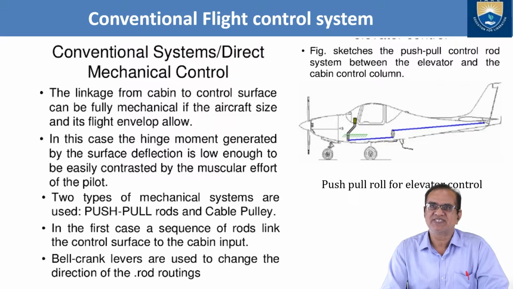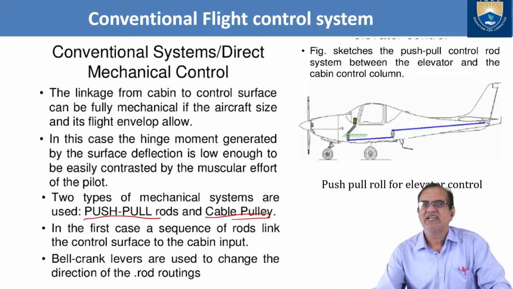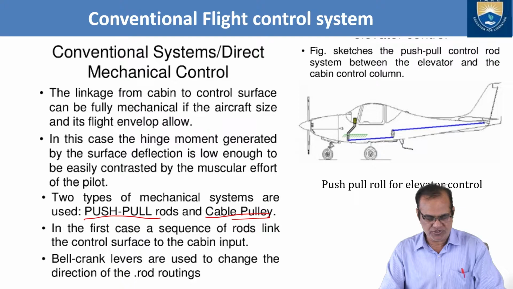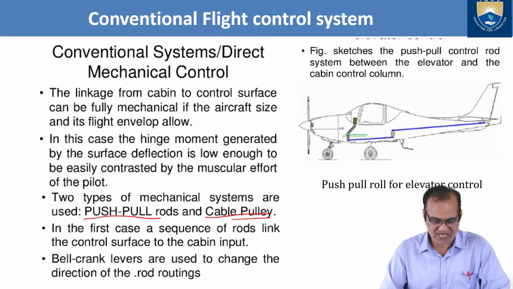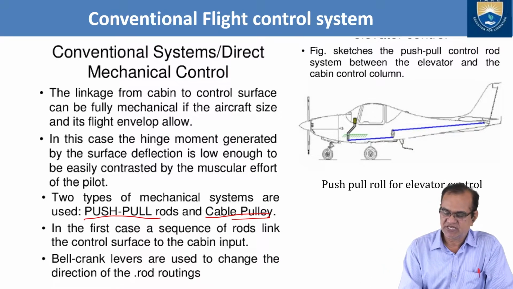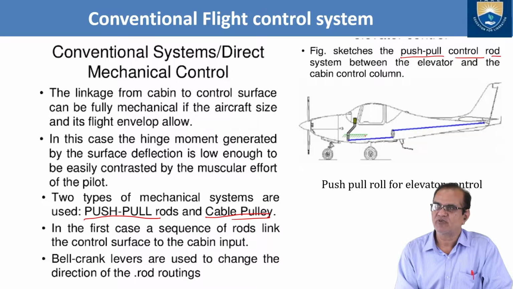Two types of mechanical systems are used, that is push-pull rod and the cable-pulley. So here we have push-pull rod as one type and the cable and the pulley is another type of system we have to use. In the first case, a sequence of rods links the control surfaces to the cabin input. Bell crank levers are used to change the direction of the rod routing. This sketch is showing the push-pull control rod system between the elevator and the cabin control. So it is a push-pull rod. We are not using any cable and pulley, only rods are there and these are operating the elevator.